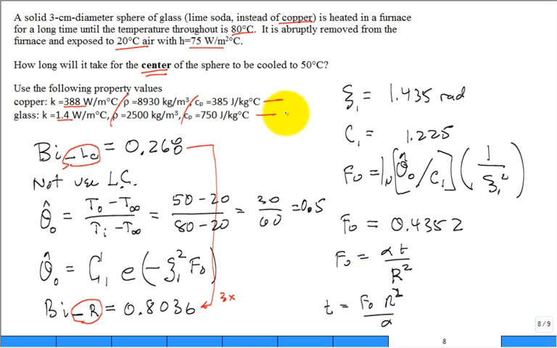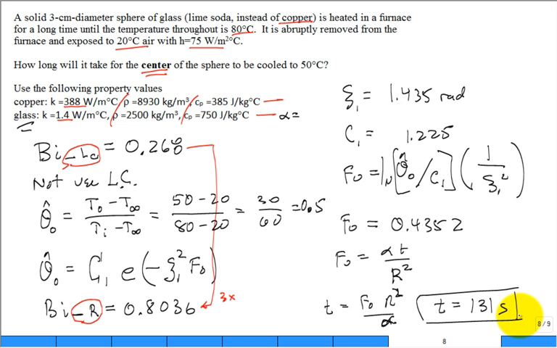Professor, where is the property alpha given for the glass? You got the 3 components, you have to do the k over rho c. Got it. Thank you. But somebody asked me that earlier. They're like, hey, you didn't give us alpha. I know, but you got to be able to calculate it. And then we calculate the time. Here is 131 seconds.